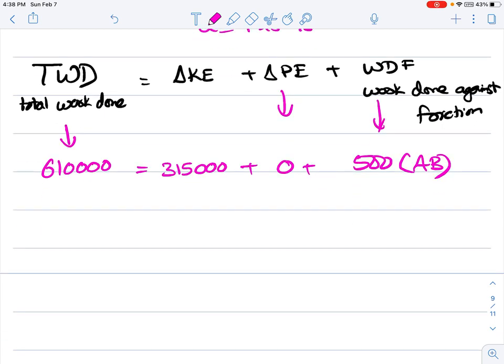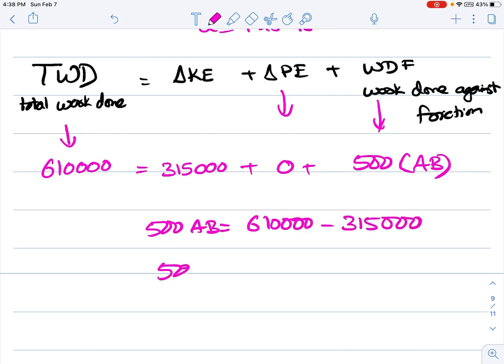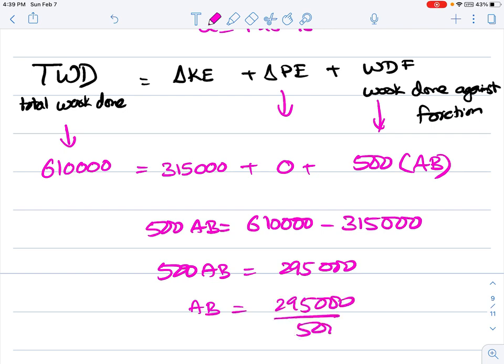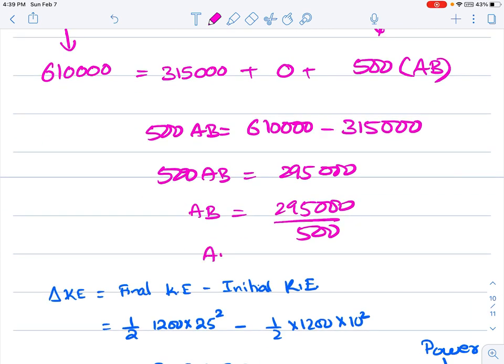From here I get 500 times AB is equal to 610,000 minus 315,000. So 500 AB is equal to 295,000. So AB is equal to 295,000 divided by 500, which gives me AB is equal to 590 meters. That's all. That's going to be the answer for the 7th question. That completes our paper. See you in the next paper.